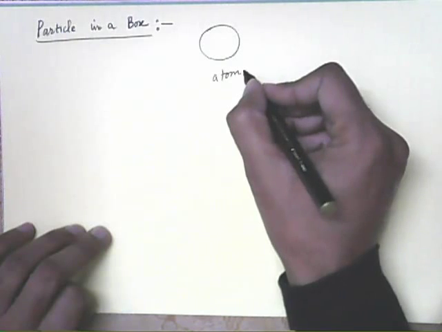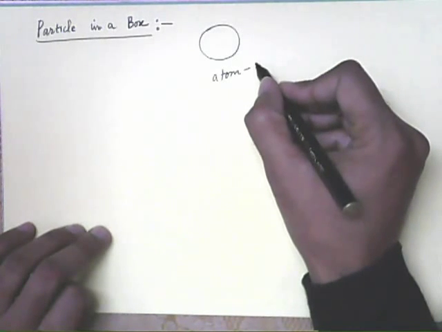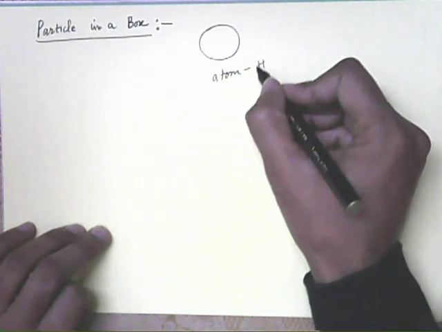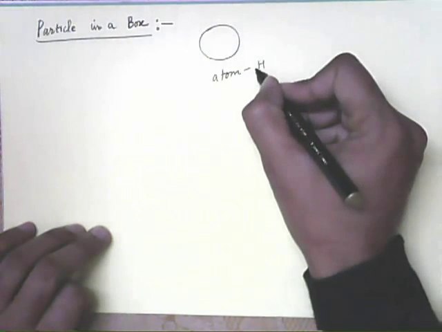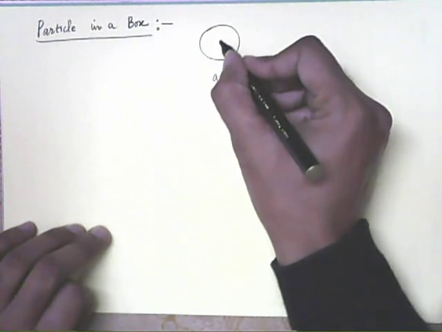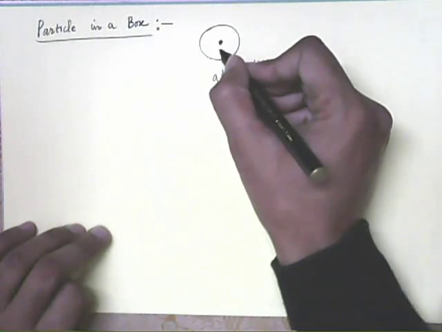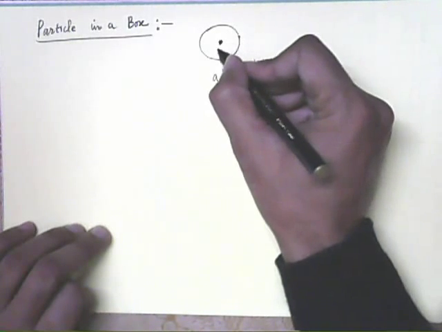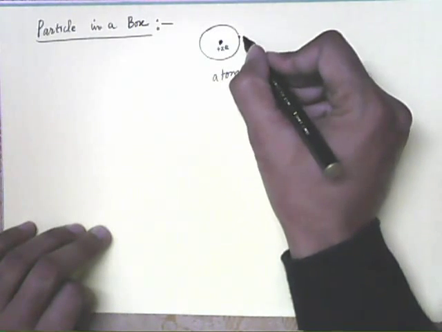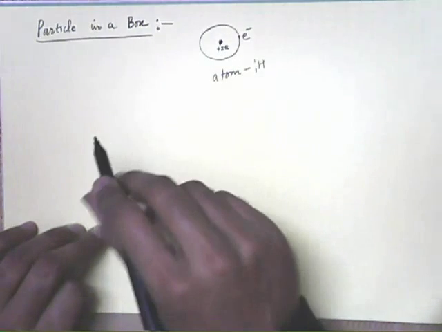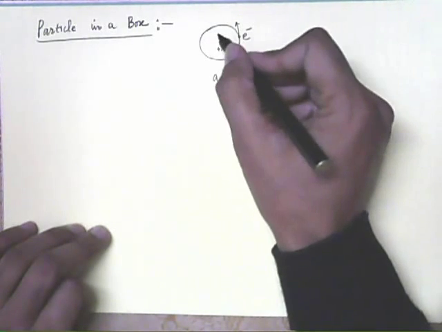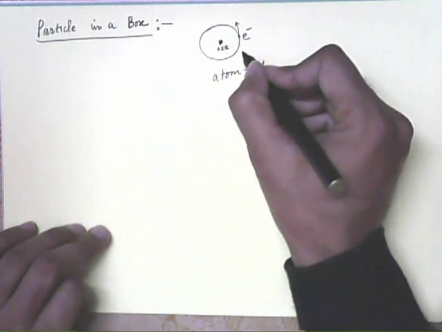This is a simple case, and I am considering here the hydrogen atom, 1H1. This is the nucleus, one proton, and this is plus Ze, and this one is the electron. The electron is revolving around the nucleus in the 1s orbit.